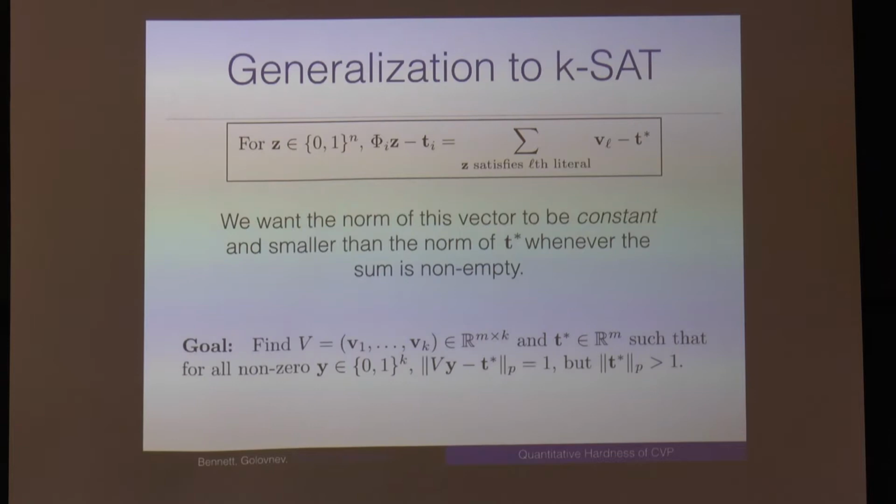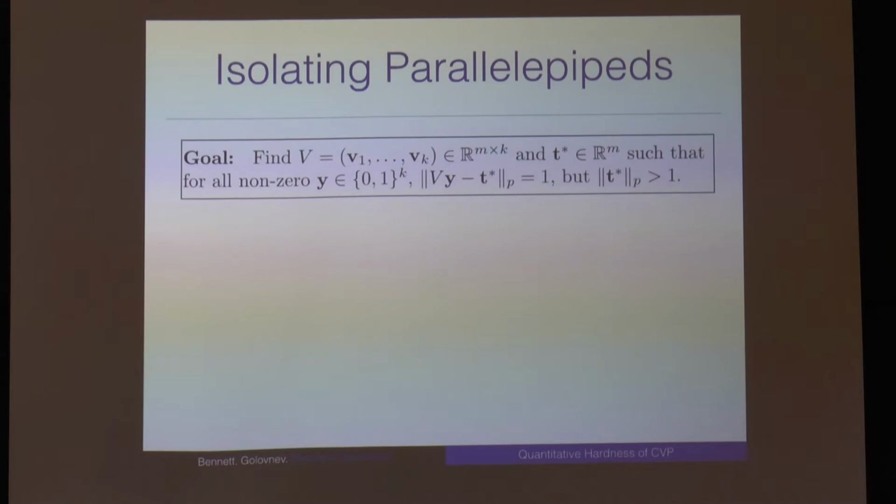We have a goal now. We want to find these vectors v1 through vk living in some dimension, say m, and some t star such that for all non-zero y's in 0, 1 to the k, the norm of vy minus t star is 1, but the length of t star is greater than 1. So this is this sort of weird geometric object. Let's see what it looks like.